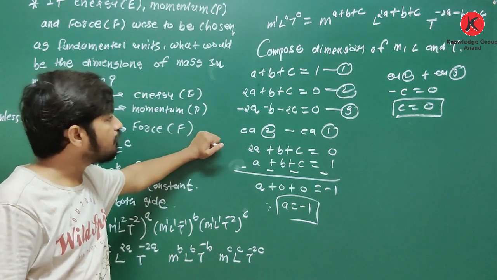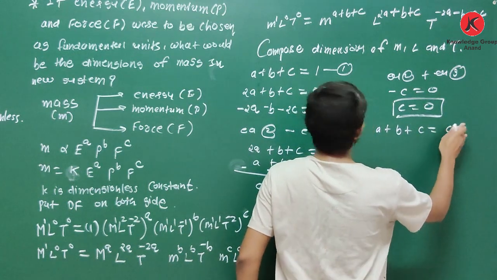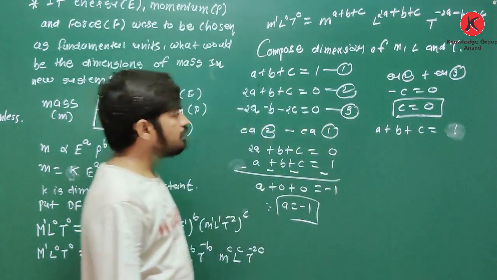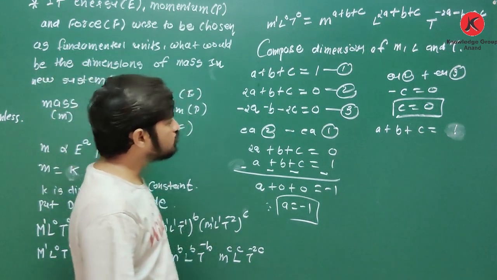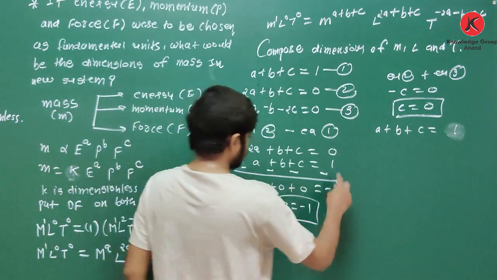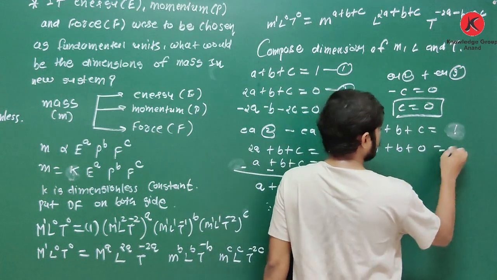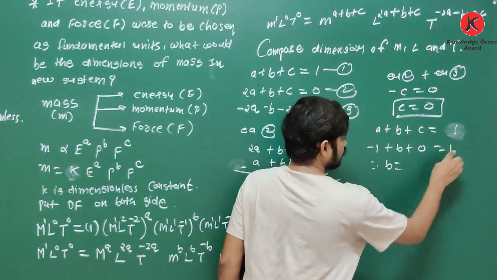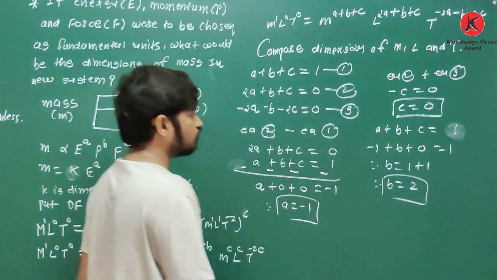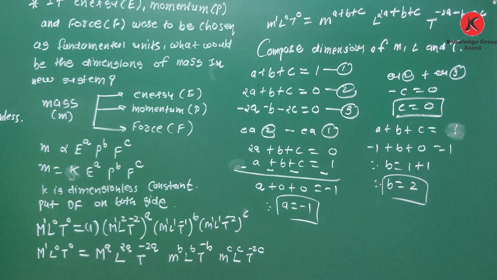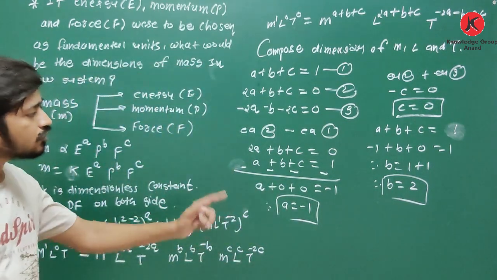Then how to find the value of b? Yes, we know that a plus b plus c is equal to 1. The value of a is minus 1, plus b, plus the value of c which is 0, is equal to 1. So therefore b is equal to 1 plus 1, that is 2. Clear about this?